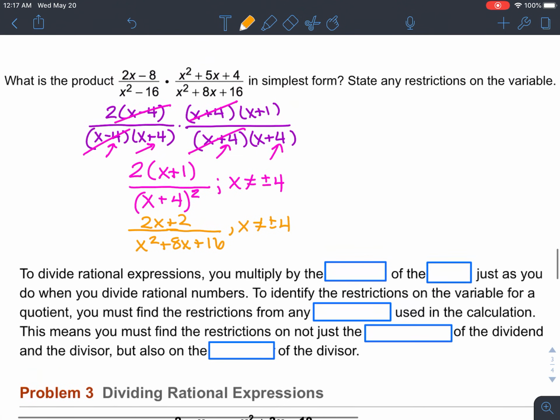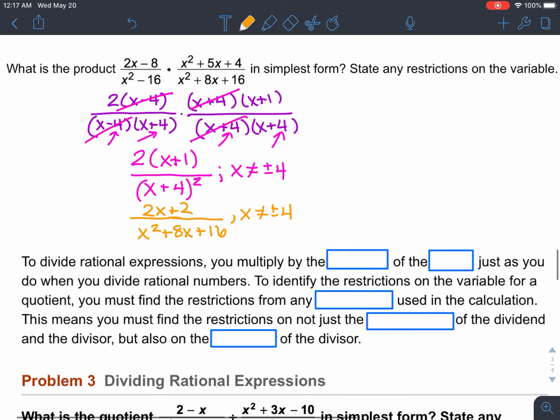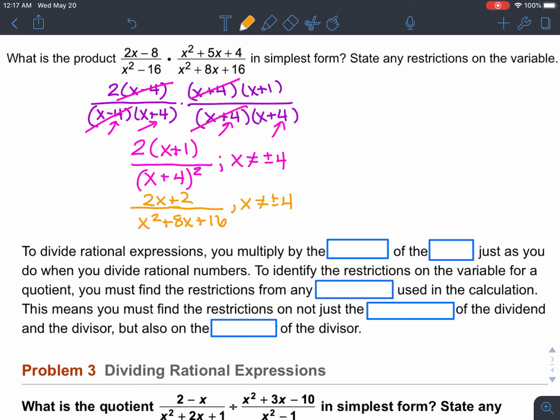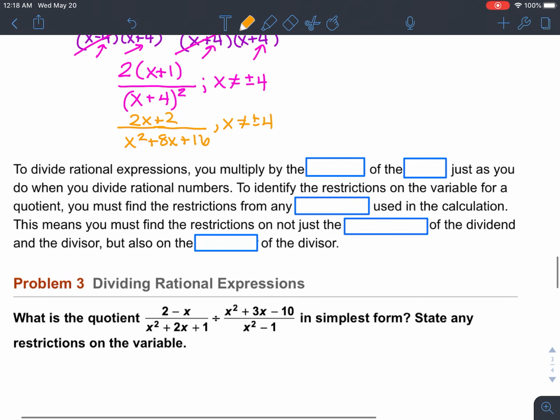So you just have to remember it's probably better to decide what x can't be after you factor, but before you cancel, just like we did in the last section with domain, right? You don't find the domain after you cancel, because then you'll forget somebody. Okay, it is a little bit different when you're dividing, because there's more people you have to worry about.